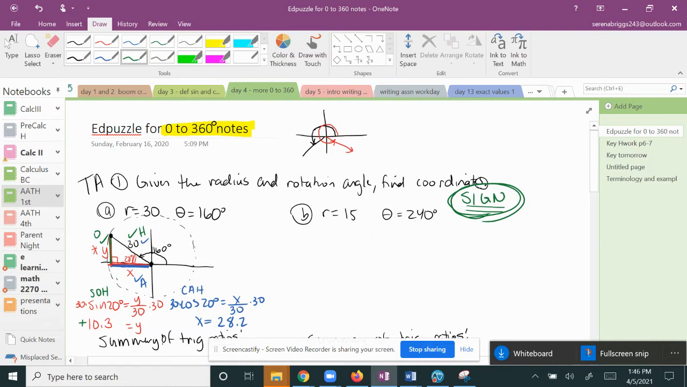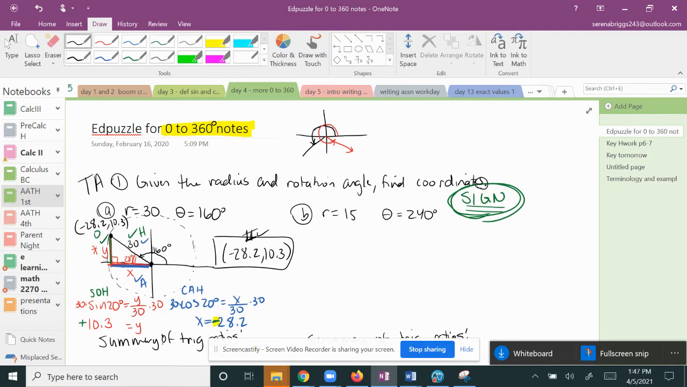But that isn't my X because I have to choose the correct sign. My X in quadrant 2 is negative. So I have to stick this negative on that X to give the coordinates of my point correctly, which would be negative 28.2, comma 10.3. I want to put that in a box. Always double check that your reference point ends in the correct quadrant. This is quadrant 2, and that's right. X is negative, Y is positive. All right, that's going to be my double check.